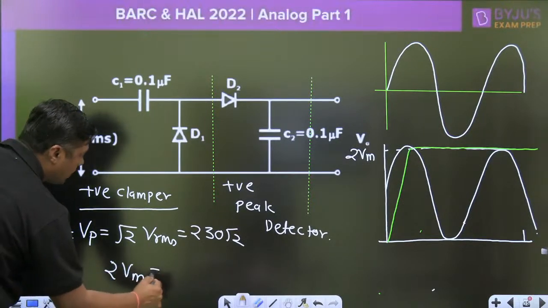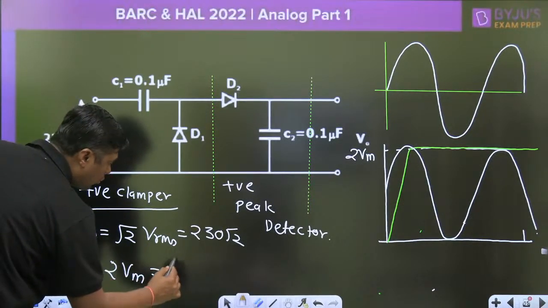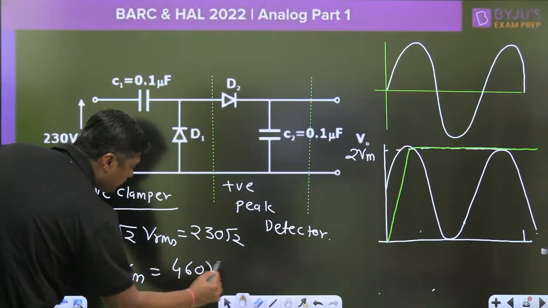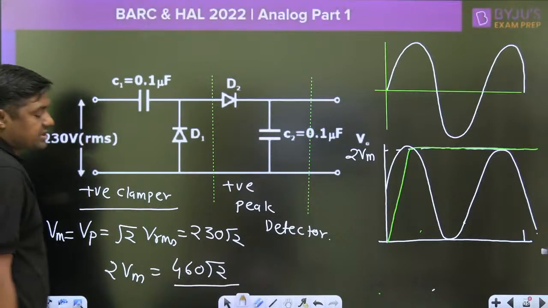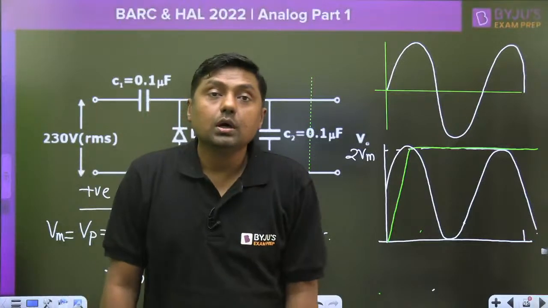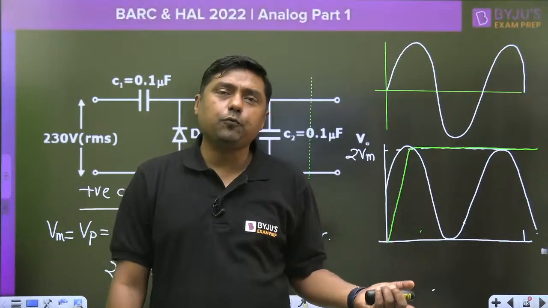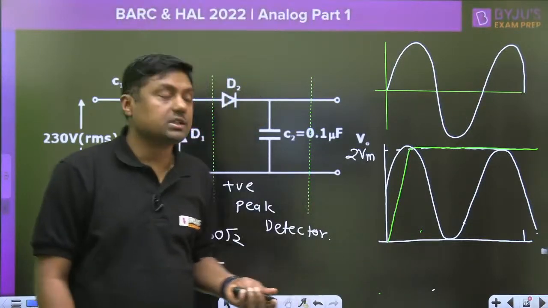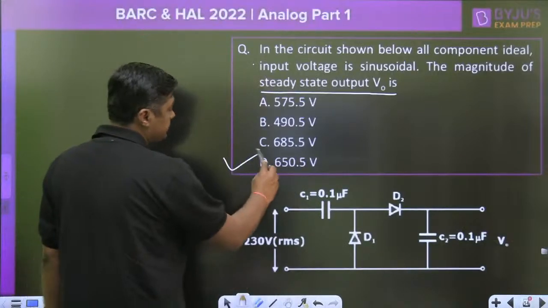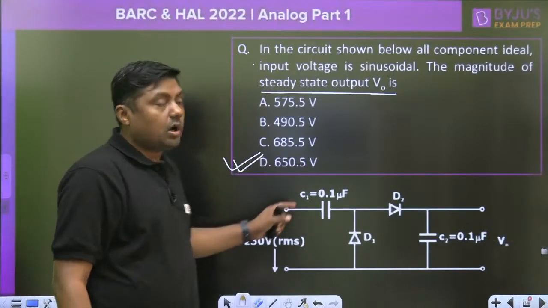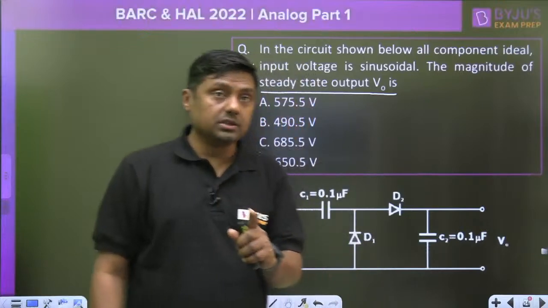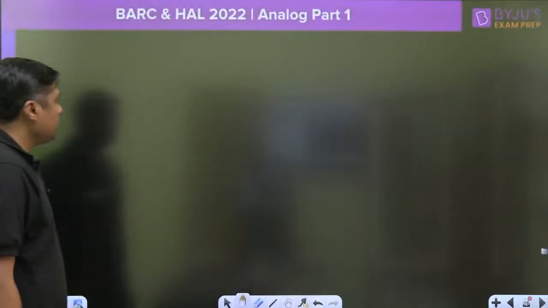2 Vm will become 230 into 2, 460 √2. Now multiply it by 1.414, 460, and you will get the answer D. So this is a doubler. Okay, remember this. You can get one question from the doubler, right?